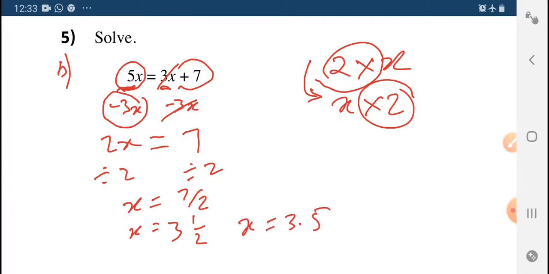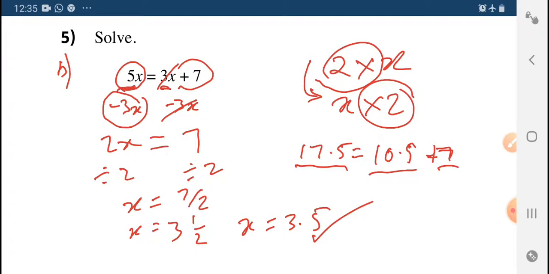And don't forget, always check your answer. So if we substitute our answer of x equal to 3.5, we should always check if it is correct. When I did a bit of side working out, I saw that 5 times 3.5 is 17.5, and 3 times 3.5 is 10.5, and then if we add 7, 10.5 add 7 is equal to 17.5, so we are right, x is equal to 3.5.